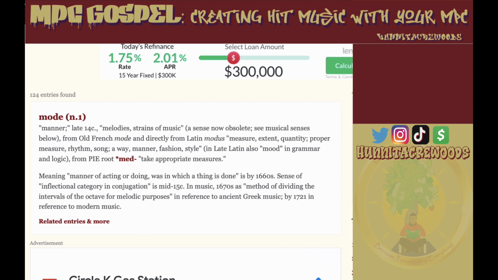In music, 1670s, as method of dividing the intervals of the octave for melodic purposes. And that is exactly what we want to use it for. You know what I'm saying? And then Greek music, 1721, in reference to modern music.